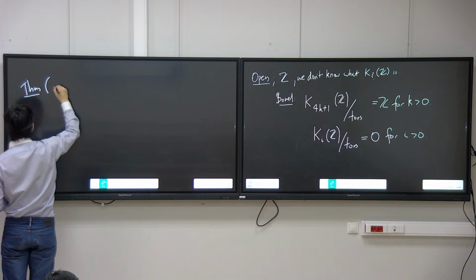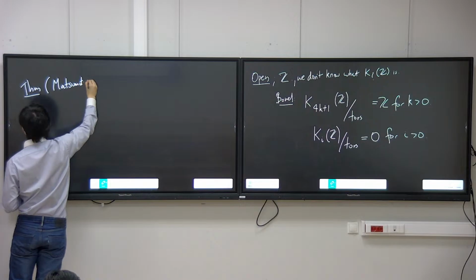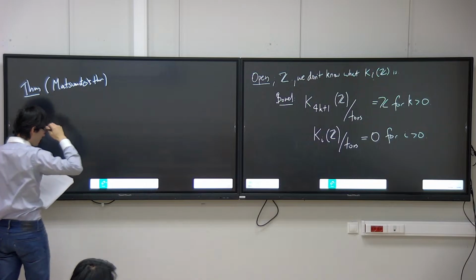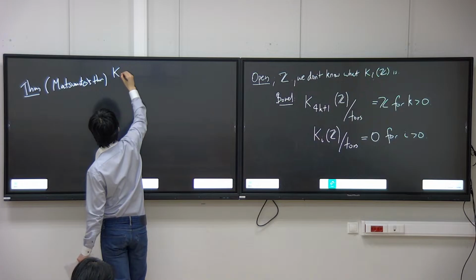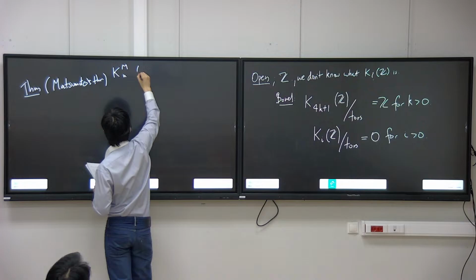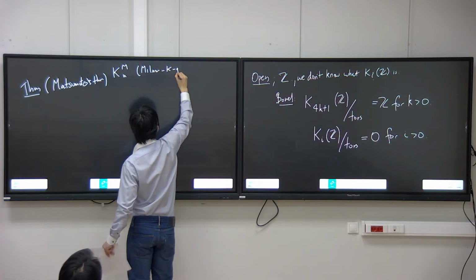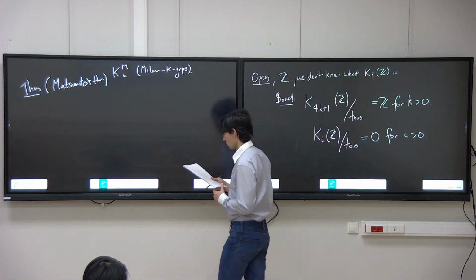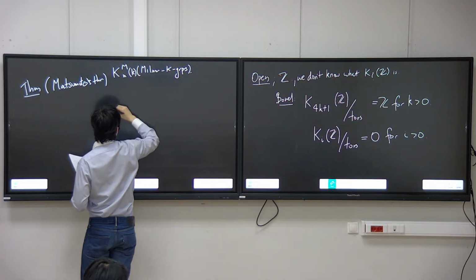for lower K groups, so Matsumoto's theorem. If you recall, from a couple of lectures ago, we defined this Milnor K group. So we had this K^M_n notion for the Milnor K groups, which was a much more down-to-earth definition. But in any case, this was for a field, for K a field.